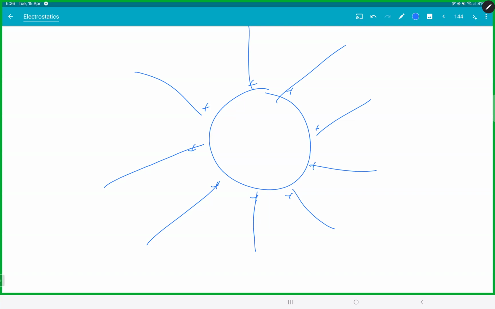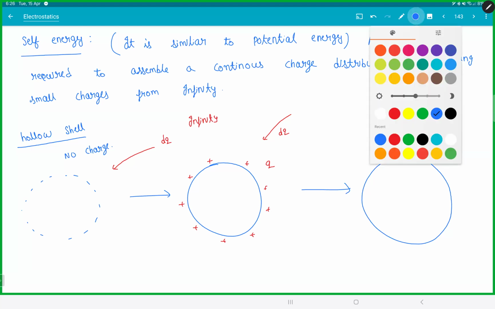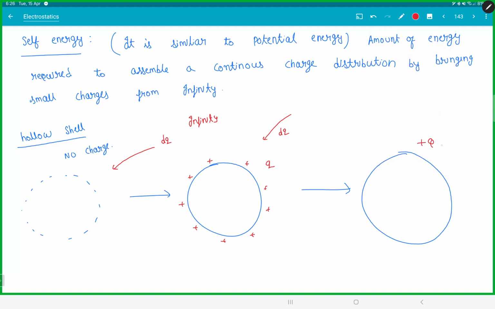So basically, when you're bringing charge onto the surface, every time you bring a charge, the charges which are already sitting there are repelling. You have to do work against them to put the charge there, and eventually, after putting dq, dq, dq, dq, let's say you have acquired q charge. So there we created a shell. So the question is, how much energy did I spend in creating this shell? That must be the energy stored.